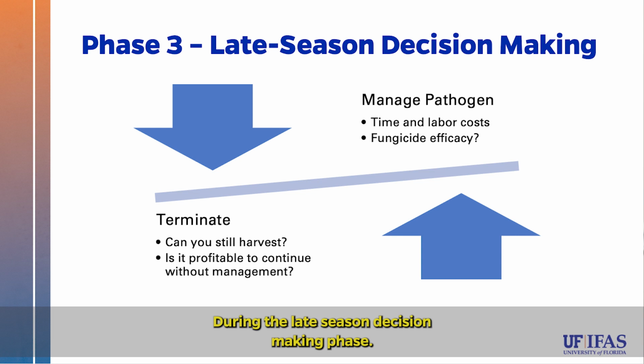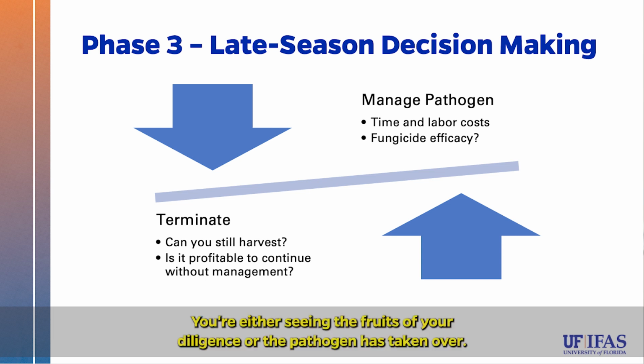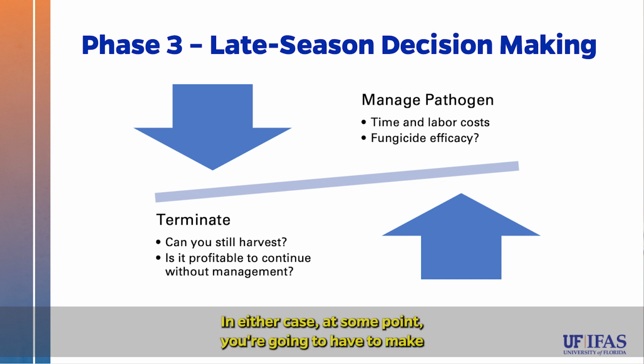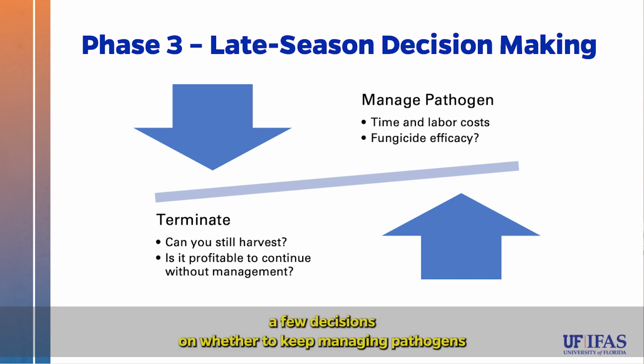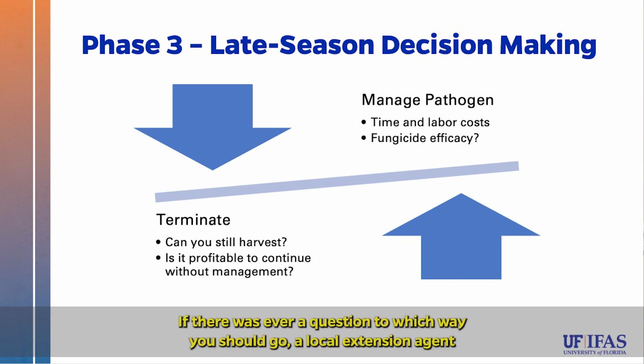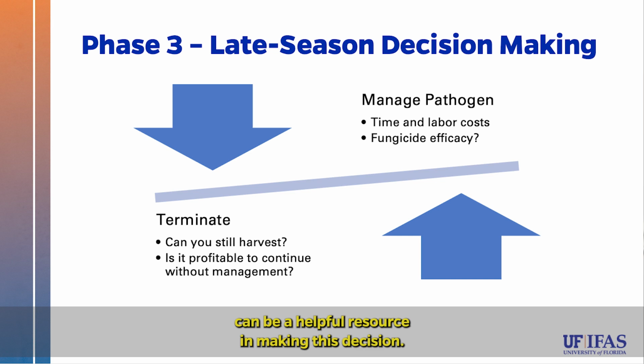During the late season decision-making phase, you are either seeing the fruits of your diligence or the pathogen has taken over. In either case, at some point, you're going to have to make a few decisions on whether to keep managing pathogens or terminate and start planning for the next season. These decisions should be based on economics and the particular pathogen. If there is ever a question to which way you should go, a local extension agent can be a helpful resource in making this decision.